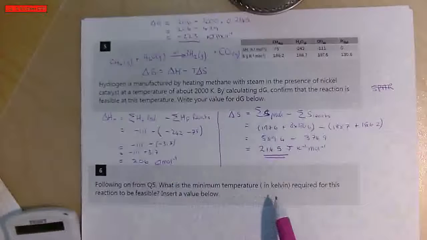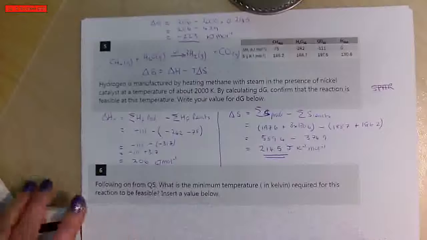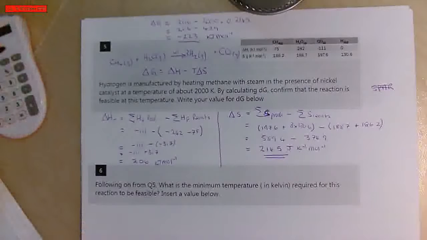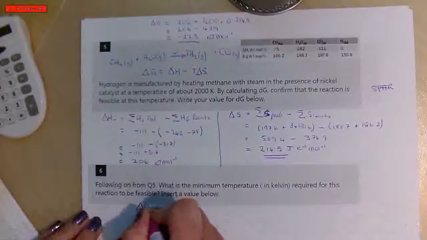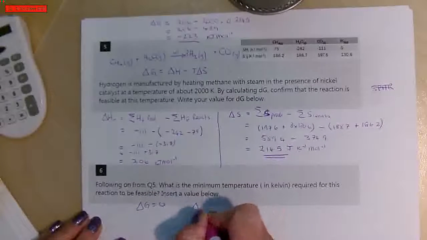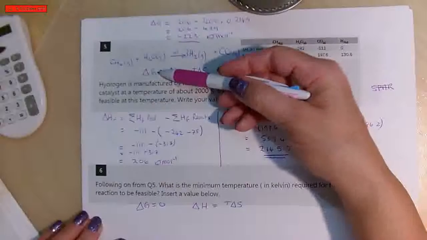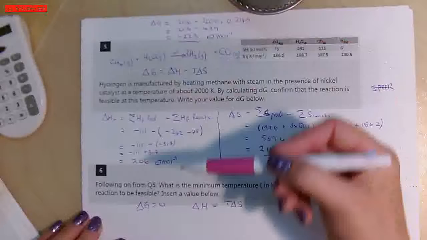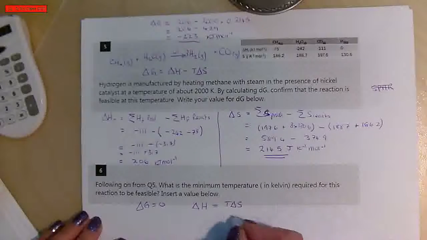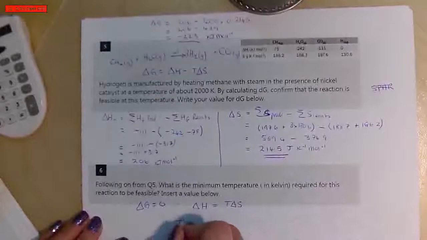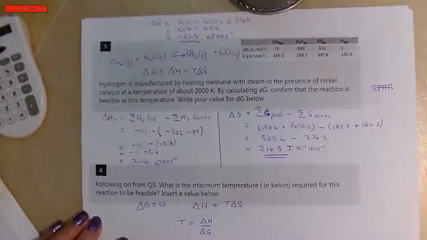Okay, the last part of this question is following on from this. What's the minimum temperature for the reaction to be feasible? So we know that for it to be feasible, delta G has got to be equal to or less than 0. So when delta G equals 0, delta H equals T delta S. So we can substitute 0 in there and then rearrange this equation. So delta H equals T delta S. What's the minimum temperature? So we need T on its own, so T equals delta H over delta S.